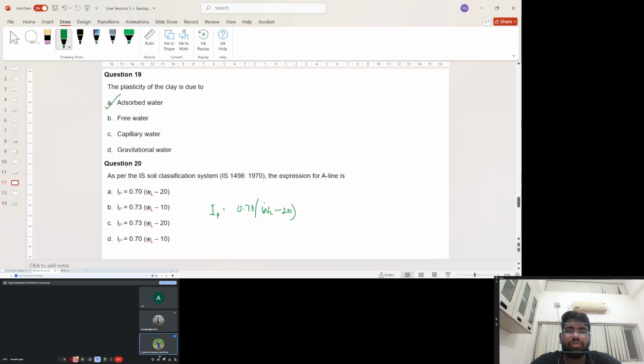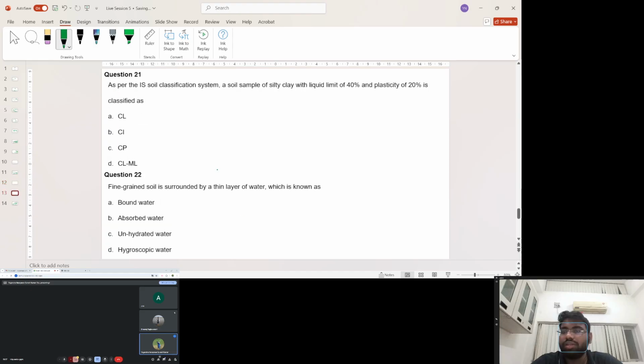When you calculate, if your measured plasticity index is above this value, you classify it as clay, and if it is below this, you classify it as silts. So that is the basic classification, and further from liquid limits, you classify the plasticity of the clay, whether it is low plastic, medium plastic, or high plastic. So this is option C. All right. Coming to the next question.